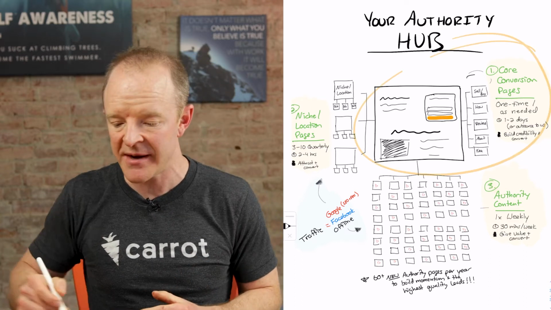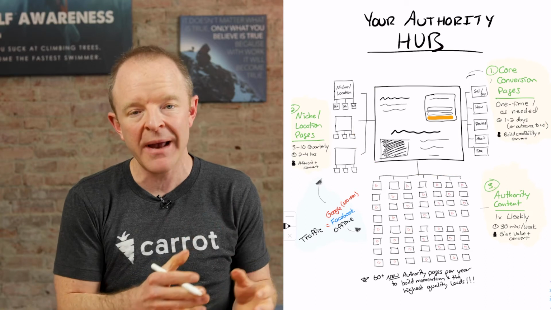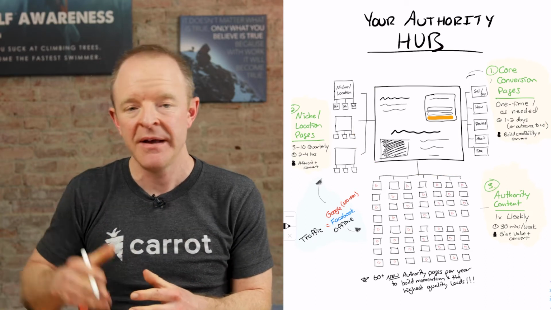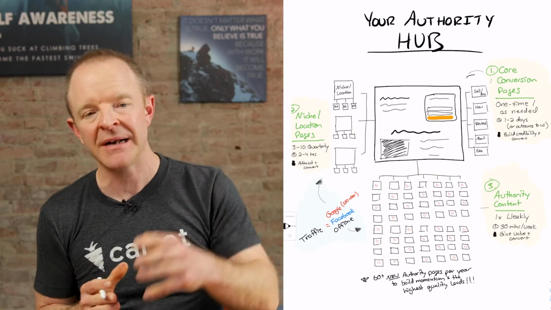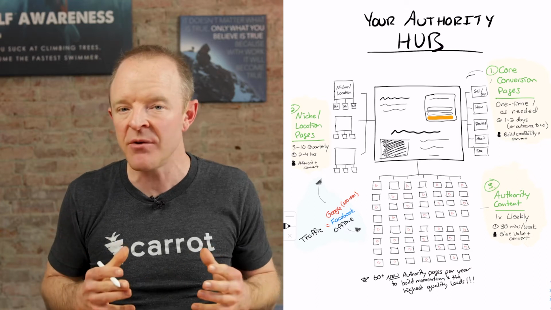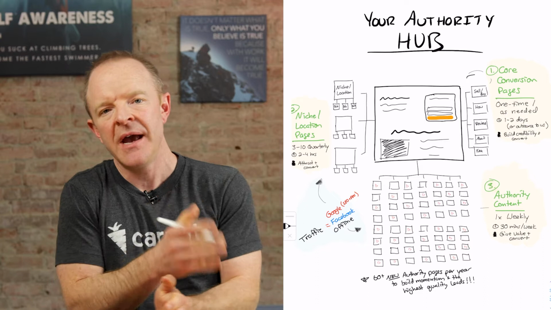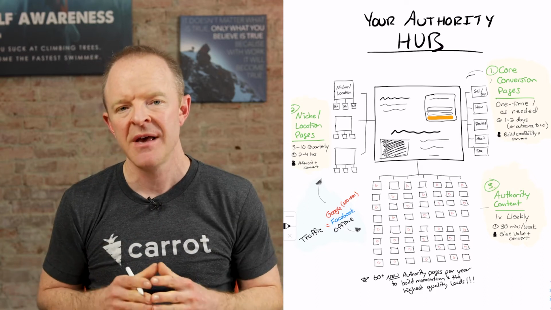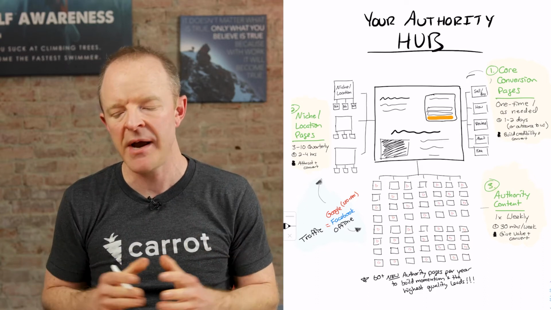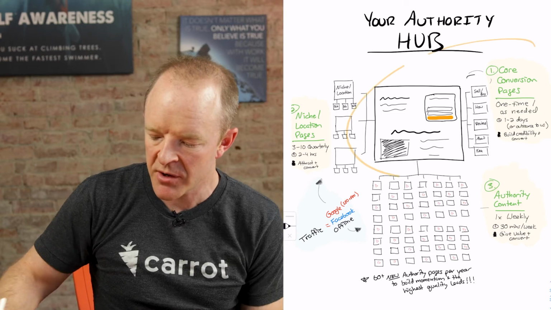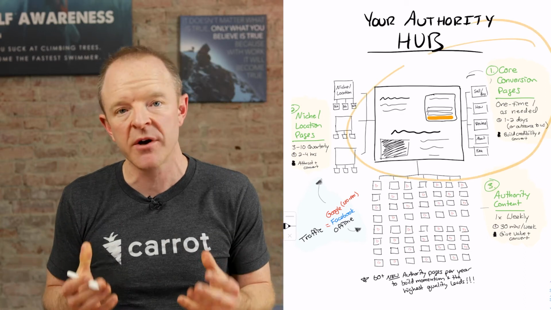Okay, the normal website is going to have a home page. It might have a few links here or there, might have your about page and your contact page and a couple other ones. But in general, most investors and most agents are losing tons and tons of leads and losing the opportunity to close more deals because they're not structuring those in the right way. And so the first part of your authority hub is really those core conversion pages.